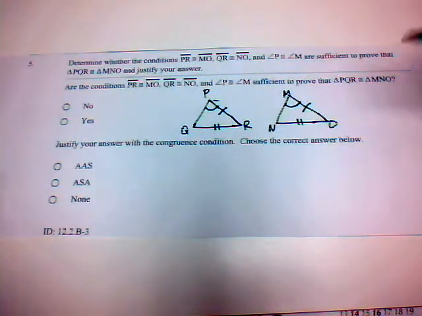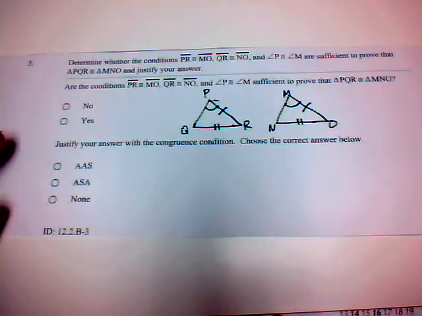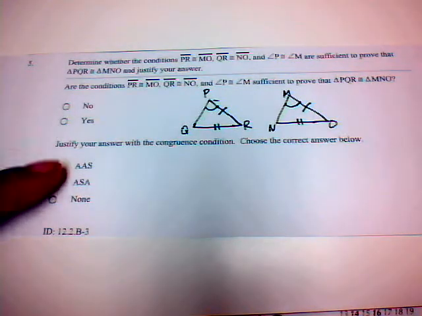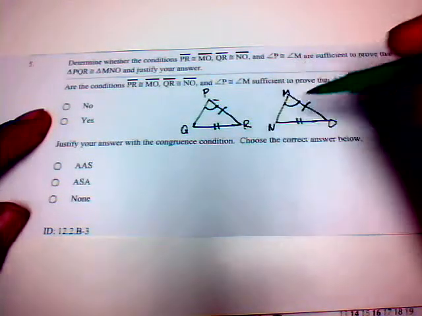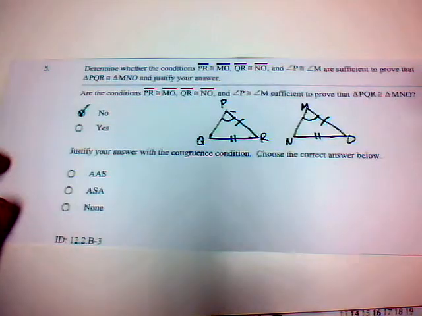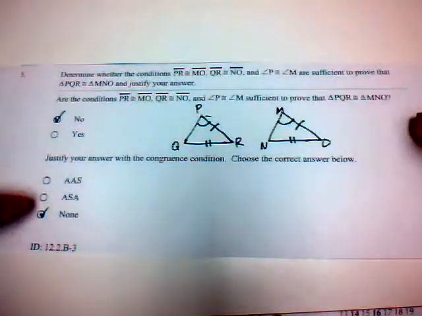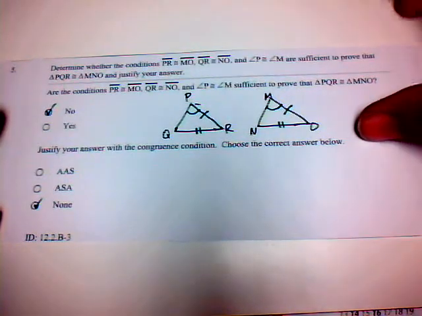Okay. Now, would this be sufficient to prove that triangle PQR is congruent to triangle MNO using angle side or angle side angle? In this case, it's no, because we got an angle and two sides. Angle and two sides. So the answer there will be no. Okay, so that means it would not be either the angle side or angle side angle. So we have to select none as our answer.